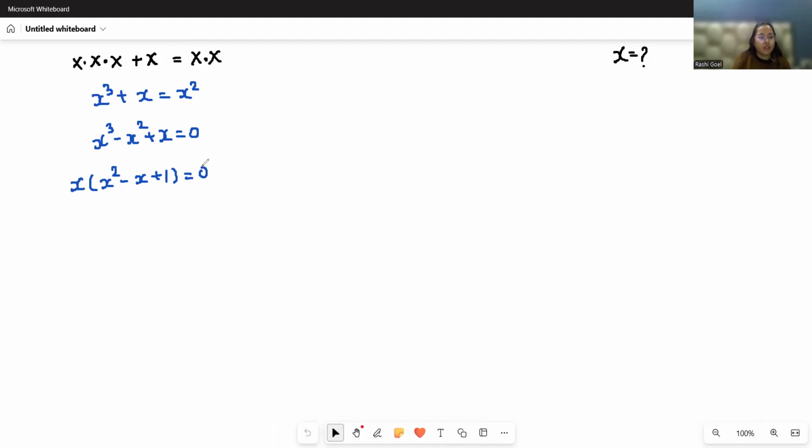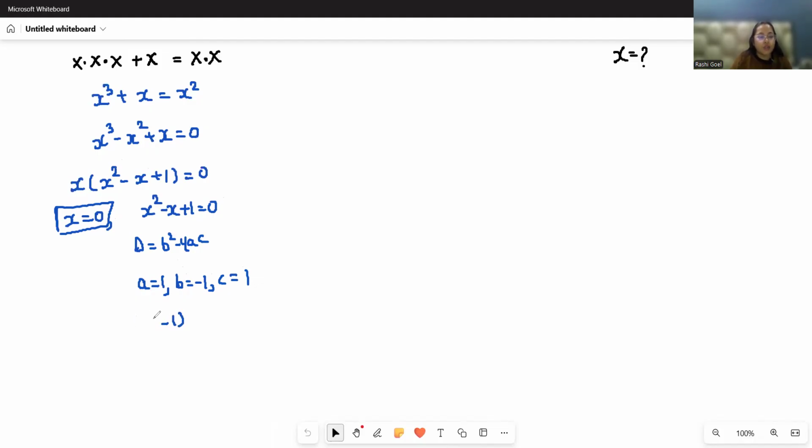So we get two cases. First, x equals 0, and then x squared minus x plus 1 equals 0. So here it's a quadratic equation. So we are going to find the discriminant, that is b squared minus 4ac. Here a is the coefficient of x squared, b is the coefficient of x, and c is the constant.